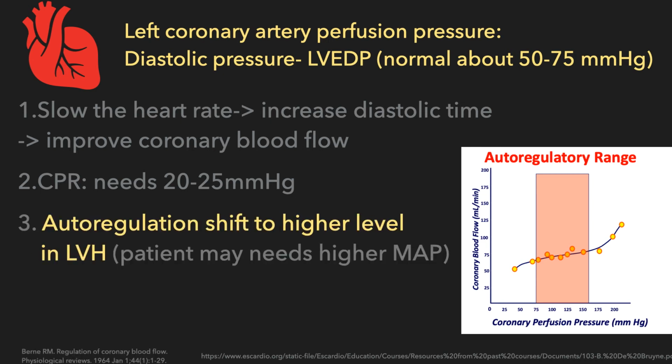The last thing I want to talk about is that if you have a patient with LVH, it's very obvious that your autoregulation curve will shift to a higher level. So in those patients, you may require a higher MAP in order to achieve a good perfusion pressure.